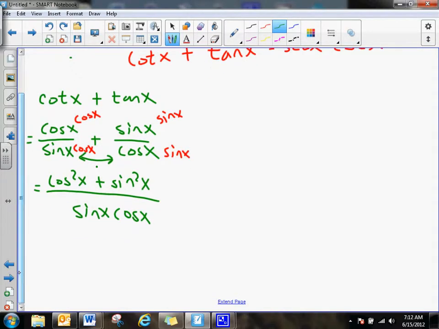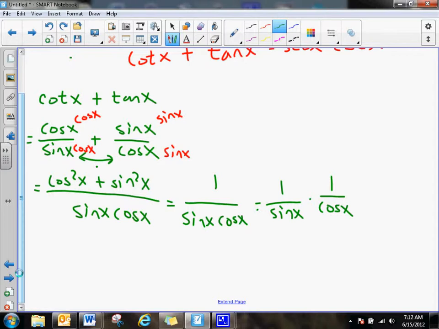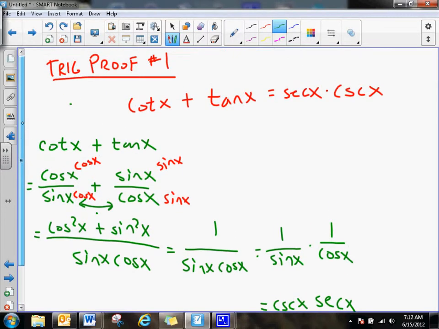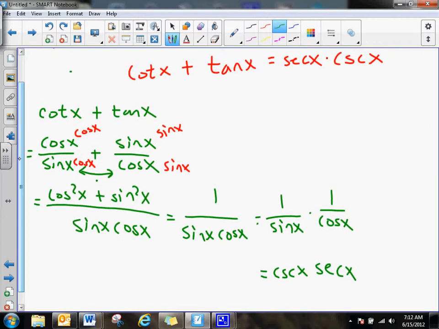I see the light. Pythagorean identity, cosine squared plus sine squared is 1. Sine of x, cosine of x on the bottom. I can split that up into two fractions multiplied together. And by George, if 1 over sine of x isn't cosecant of x, and 1 over cosine is secant of x, and I think we have a solution.